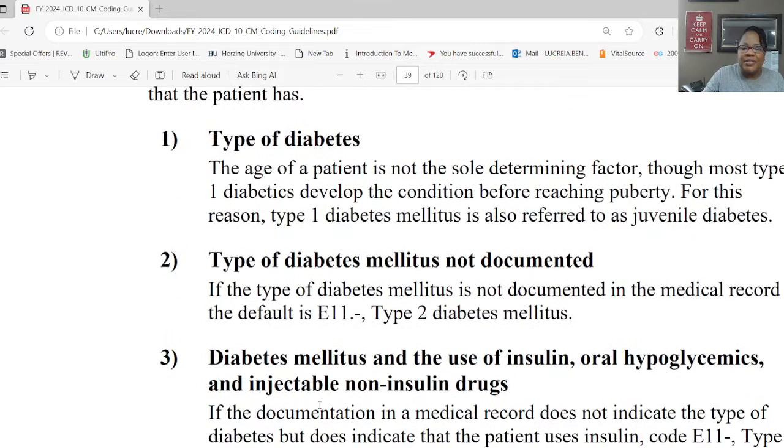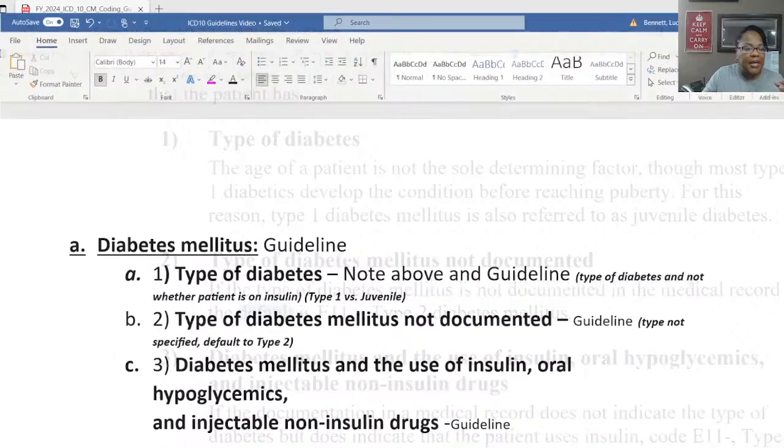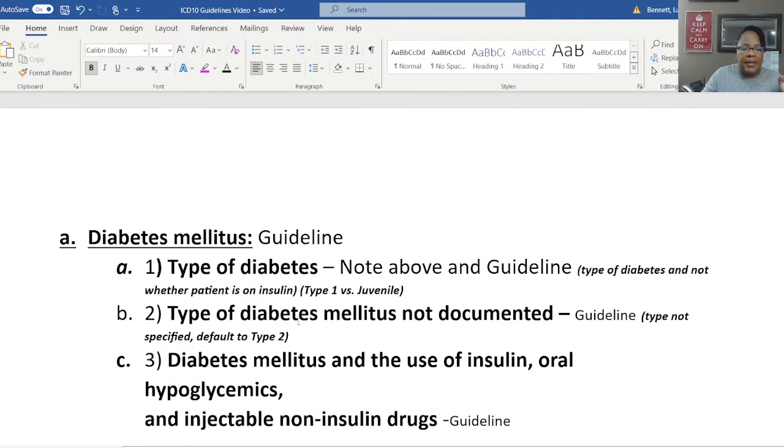Types of diabetes mellitus not documented. If the type of diabetes mellitus is not documented in the medical record, the default is E11, type 2 diabetes. And I think I put that same note. If the type of diabetes is not specified, automatically go to type 2. If they don't say it's type 1 or secondary, automatically go to type 2 diabetes to designate what type of diabetes this patient has.